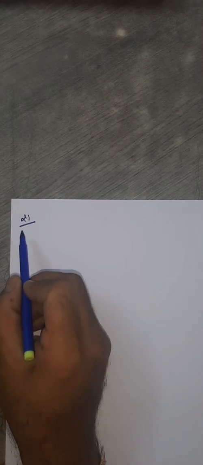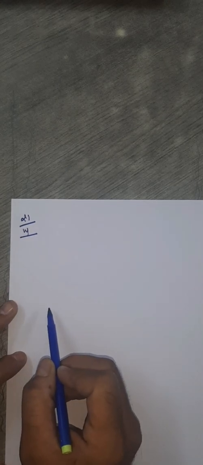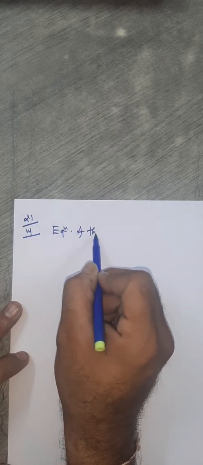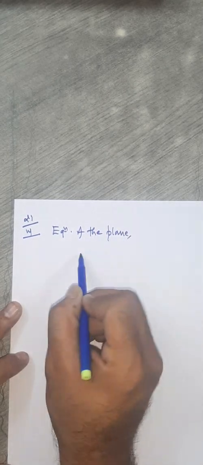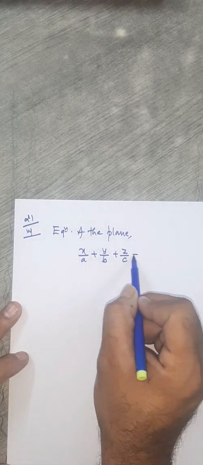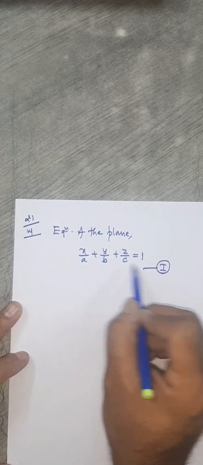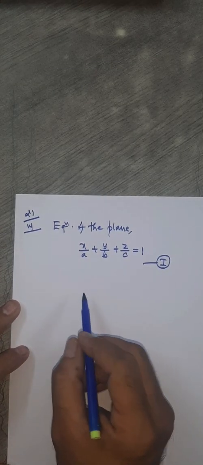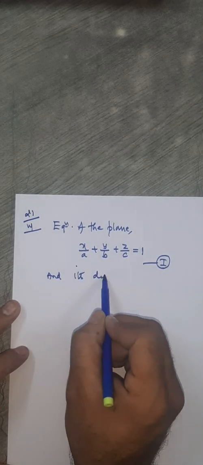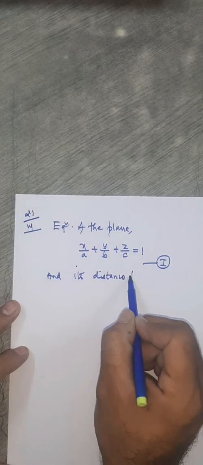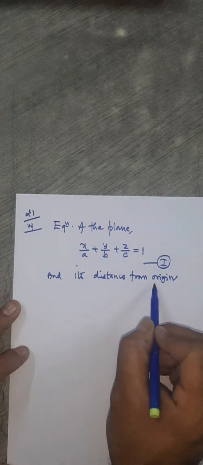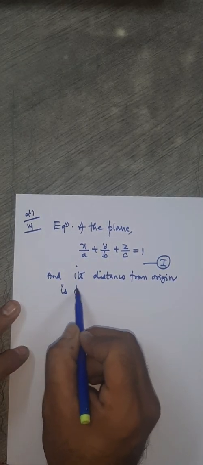Question number 21. That's a good question. A plane has three intercepts. So the equation of the plane, making three intercepts, is x upon a plus y upon b plus z upon c equals 1. There is a plane which has three intercepts, and its distance from the origin, meaning 0, 0, 0, is small p.